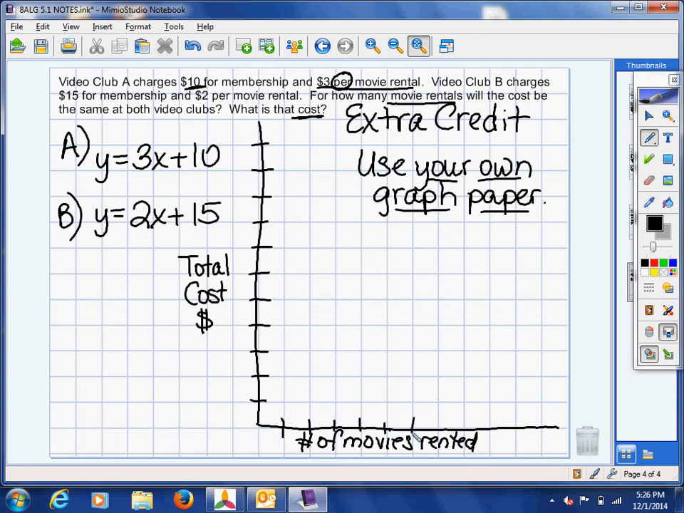Okay, so I'm going to set you to the task. I want you to graph y equals 3x plus 10 and y equals 2x plus 15. And if you can tell me the point of intersection and answer the questions for how many movie rentals will the cost be the same at both those video clubs and what is that cost, if you can answer those questions for me, showing me with your graph, then I'm going to give you extra credit.